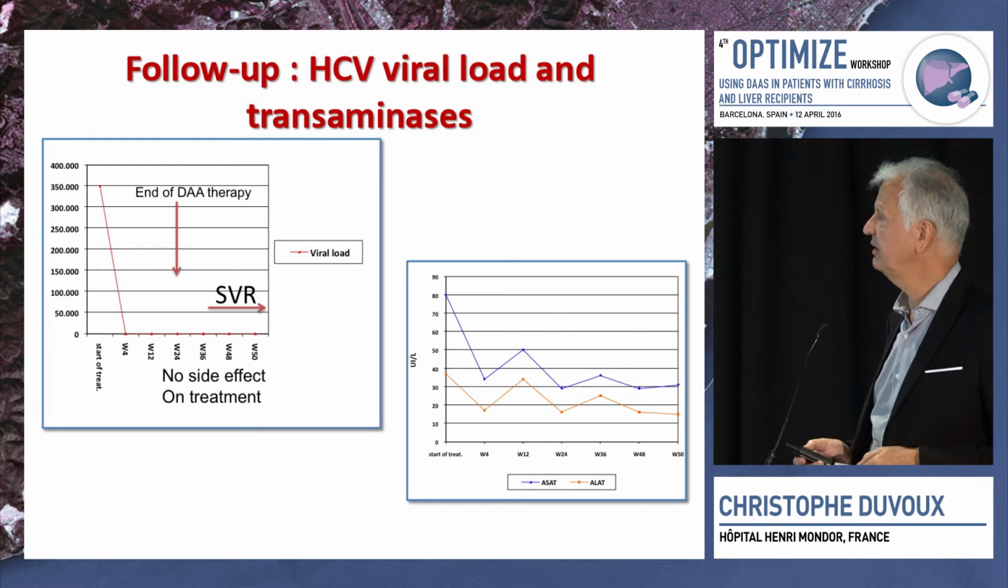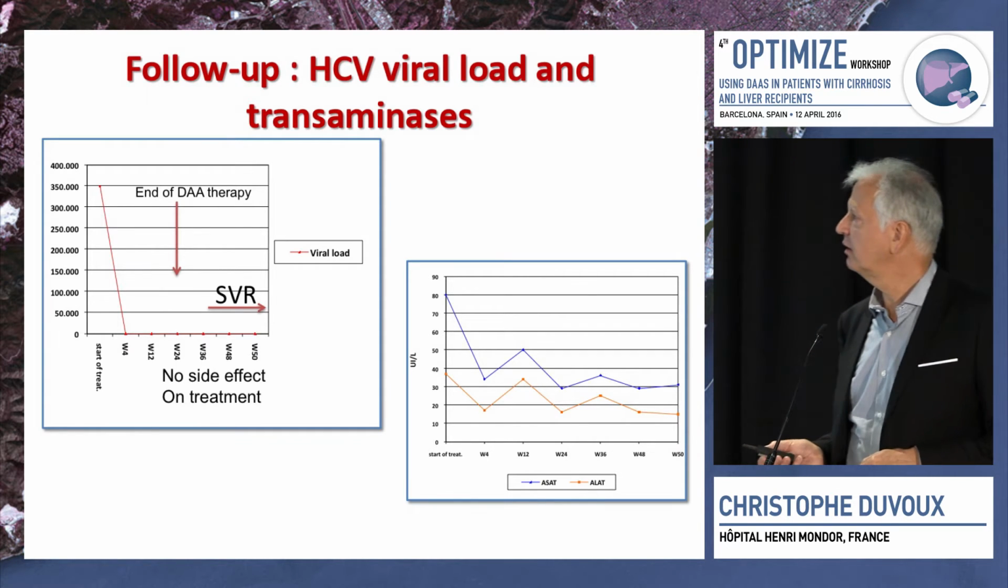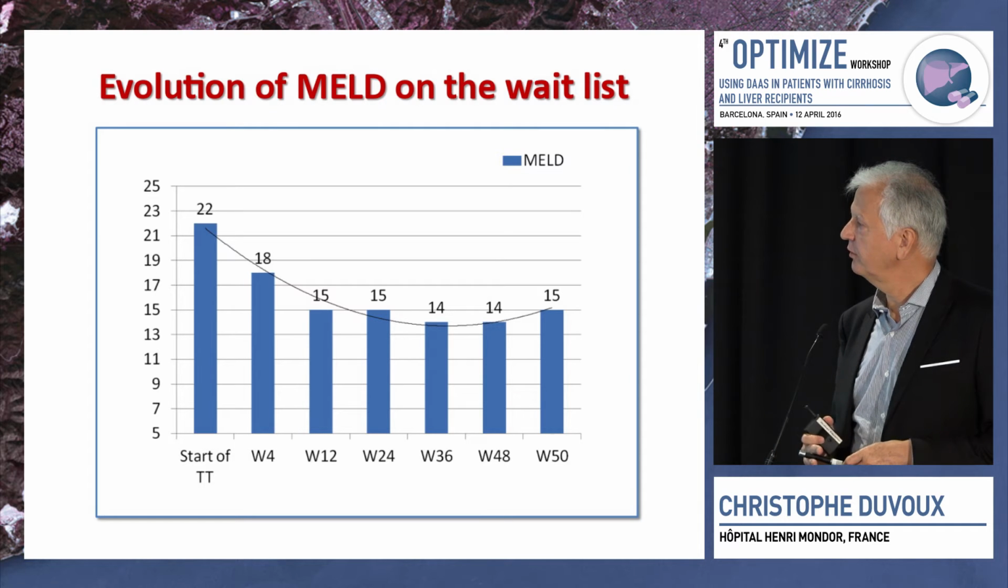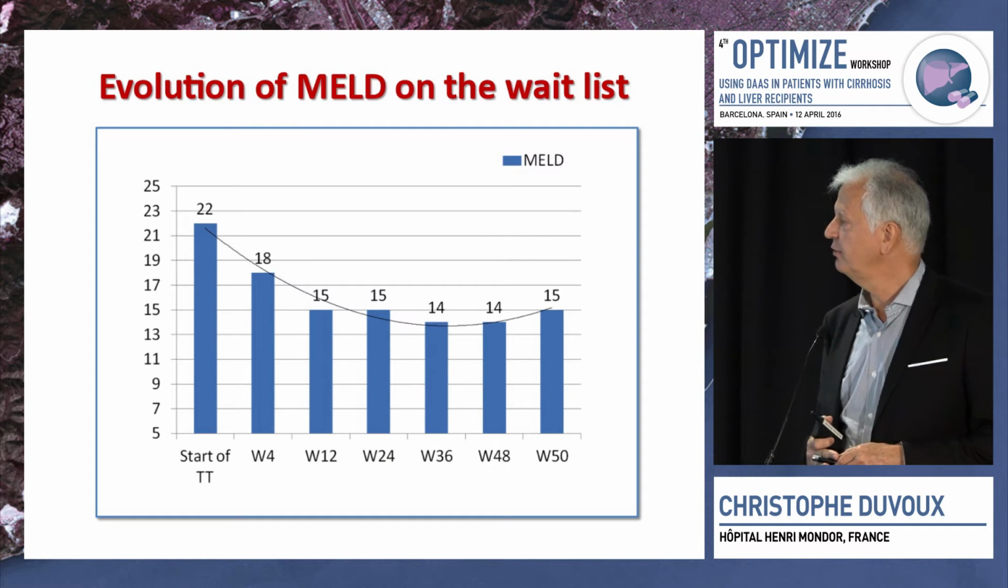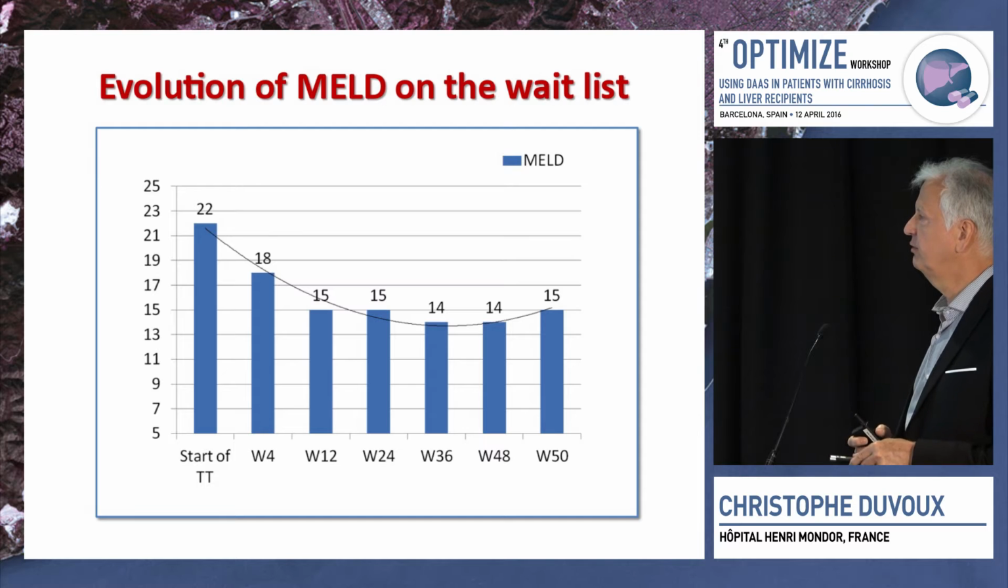So we very easily achieved SVR in this patient. This is the follow-up of transaminases, which rapidly became normal. And this is the follow-up of the MELD score. You see here that the MELD score went down progressively and quite rapidly, surprisingly. We started from 22. By week 4, we had a MELD score of 18. By week 12, 15. And the MELD score stabilized over the next 6 months around 15, 14.